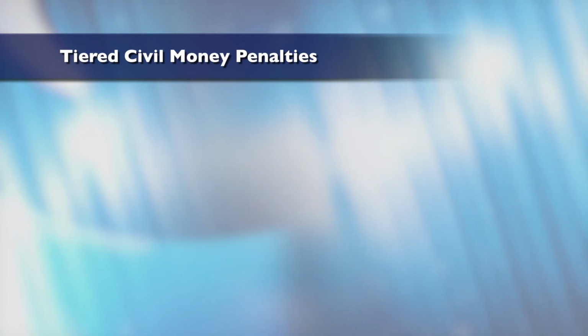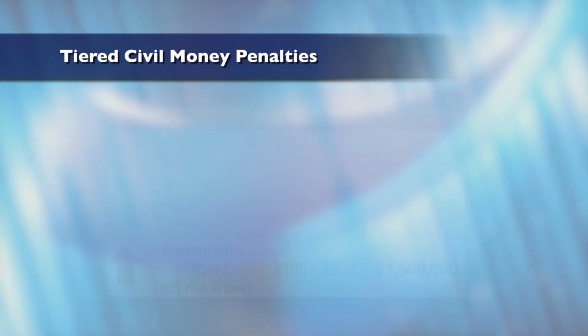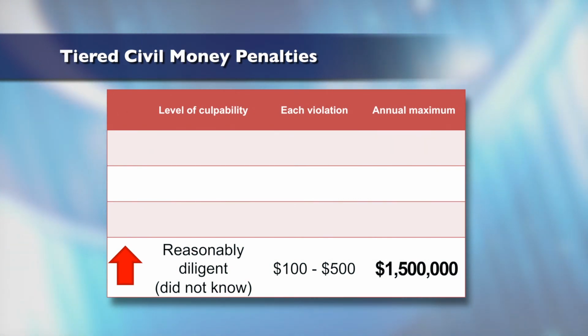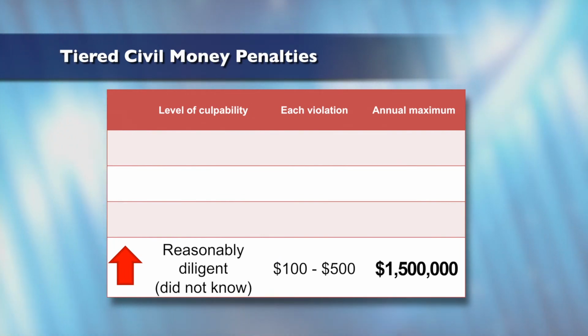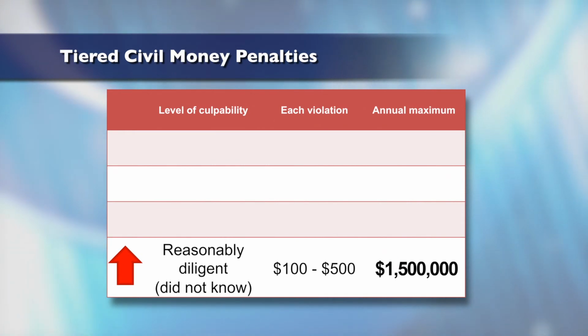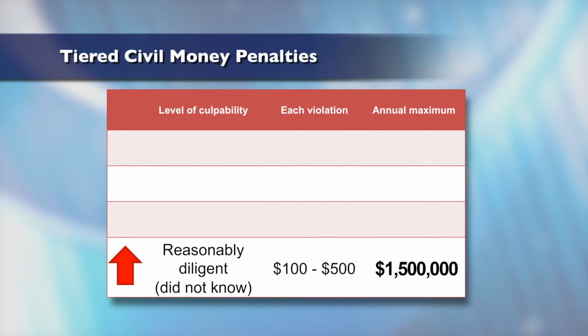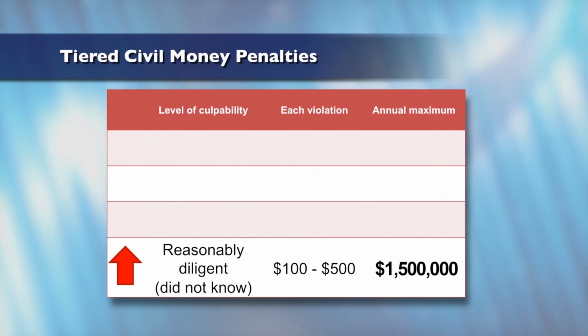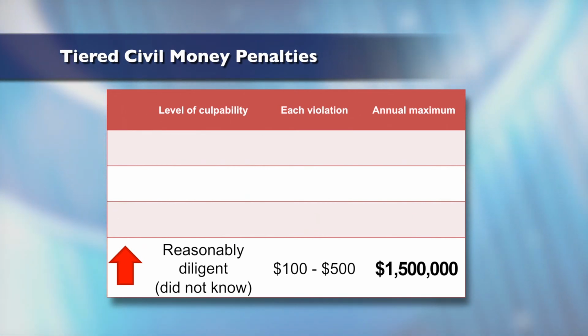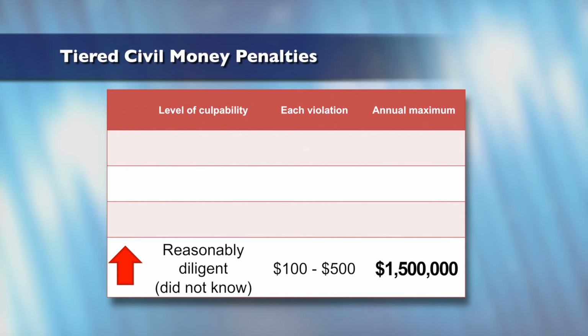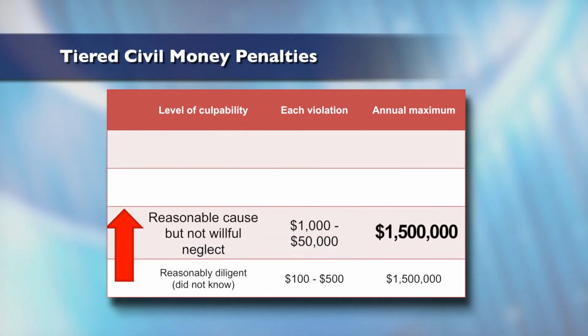I want to talk now about tiered civil money penalties. And the lowest category are those areas of culpability where a covered entity who is reasonably diligent and didn't know that a violation was occurring faces exposure to civil penalties for an amount between $1 and $500 with an annual maximum of $1,500,000. Now that $1,500,000 figure isn't going to change annually for any of the levels, but I wanted to emphasize it in each slide so it got your attention.